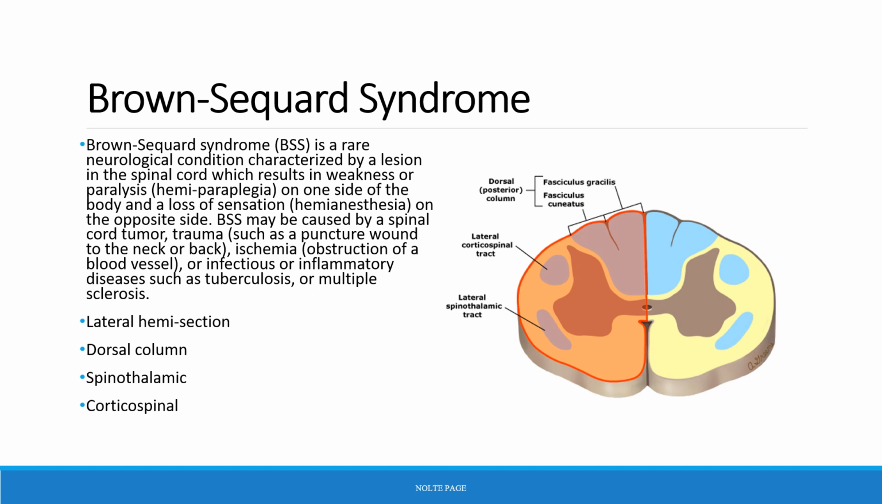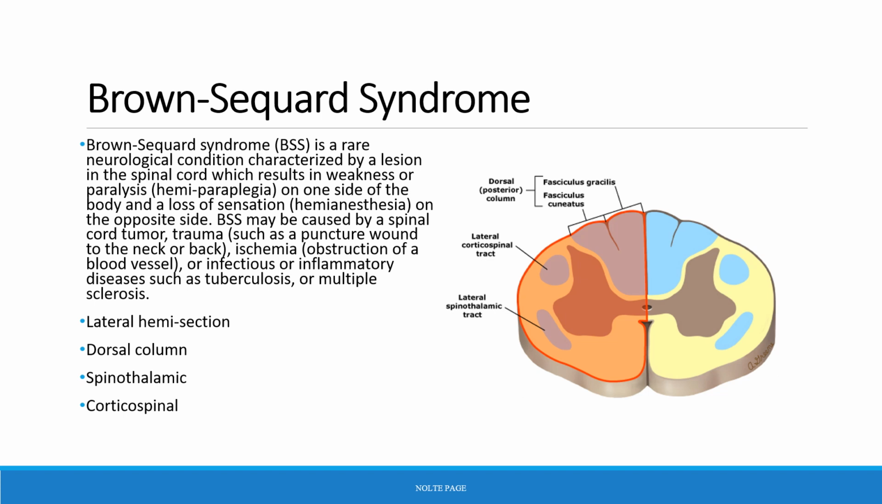Brown-Séquard is a rare neurological condition characterized by a lesion of the spinal cord, which results in weakness or paralysis, or hemiparaplegia, hemi being half, so right or left side, not half as in lower extremity, of the body, and a loss of sensation, so hemianesthesia, on the opposite side. Brown-Séquard syndrome may be caused by a spinal cord tumor, trauma such as a puncture wound to the neck or back, shrapnel, ischemia, which is lack of blood supply, or infection, inflammatory disease, tuberculosis. MS could cause a couple of lesions in this kind of small area as well.